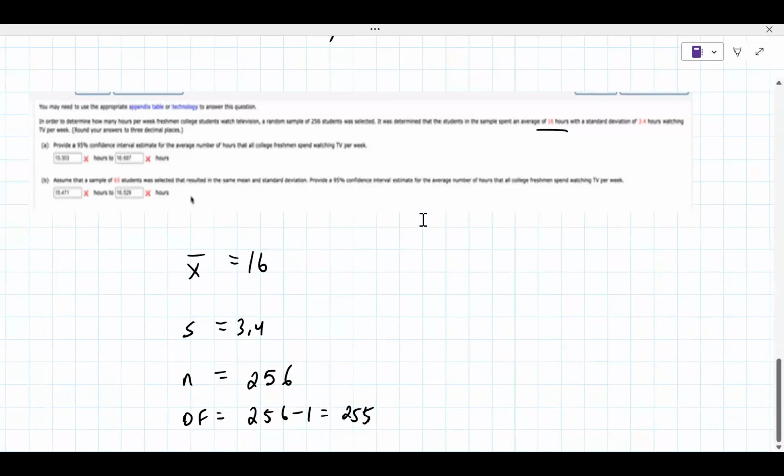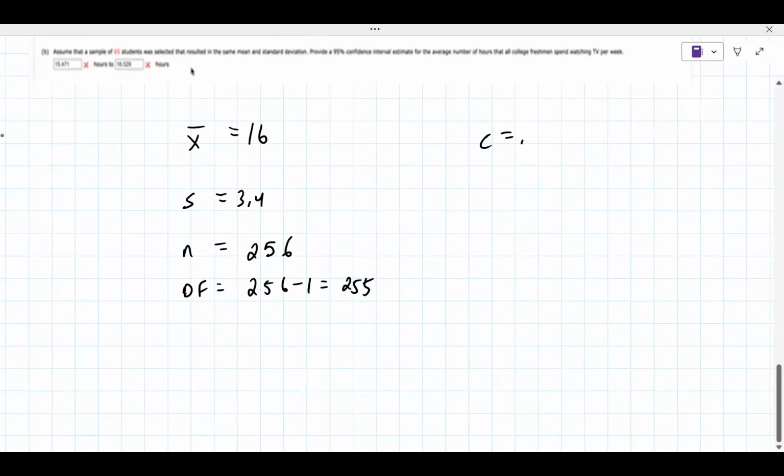Yeah, it only goes down to 100 for degrees of freedom. So this is where it depends on the instructor, depends on the course. Some instructors say that because your N is so high, you just assume it's normally distributed and use Z. However, technology will allow you to calculate that critical value. So when it says 95% confidence interval, again, the alpha is 1 minus C. So that's 0.05. When you divide it by 2, that's 0.025. So we're looking for a T of 0.025 comma 255.